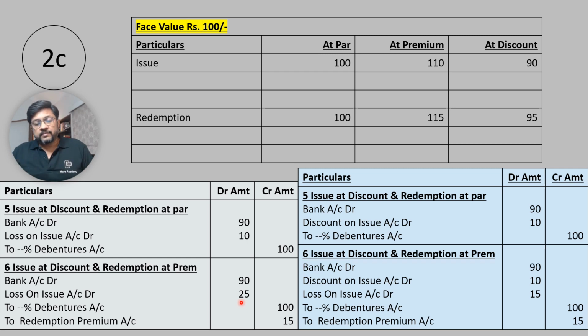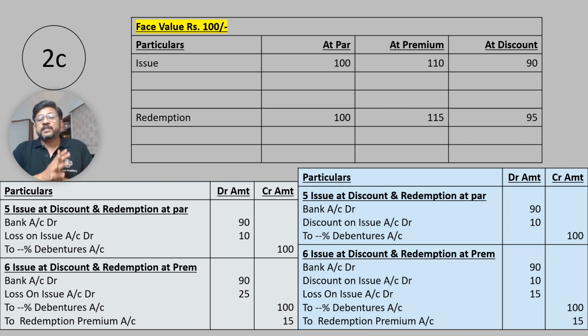Let us consider discount on issue separate and loss on issue separate. Loss on issue is for the purpose of giving second effect of redemption premium. So discount on issue is a balancing figure. Any of the two entries you can pass, either this one or this one. Whichever you find convenient, you can go for the same. Okay. So let us consider the next situation now.